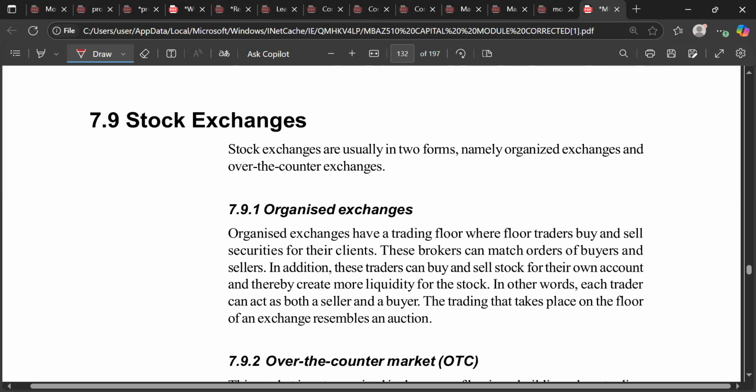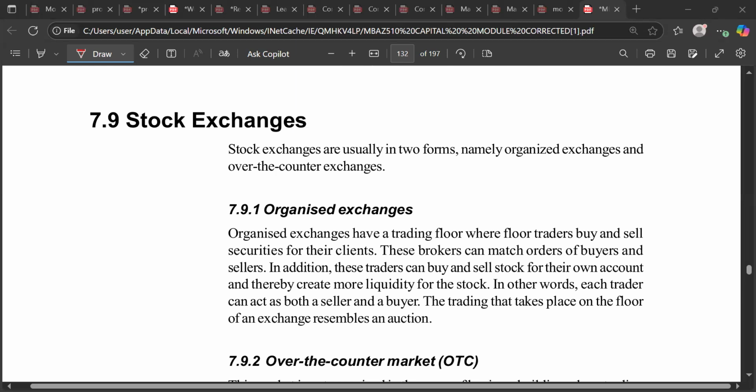For starters, the organized exchange is an organized physical or electronic platform. For instance, the NYSE and the NASDAQ are physical or electronic platforms of trading. And they have transparent pricing and strict regulation and governance.